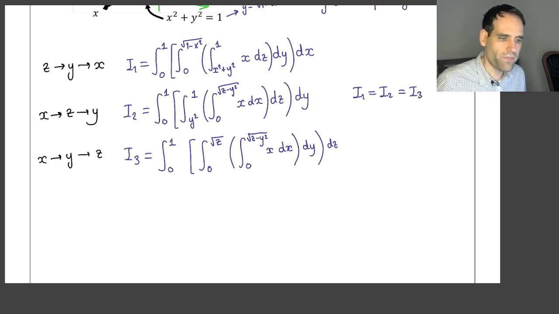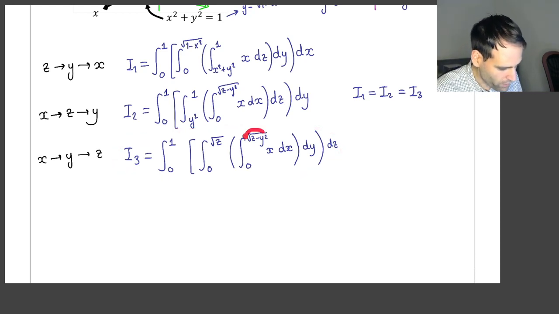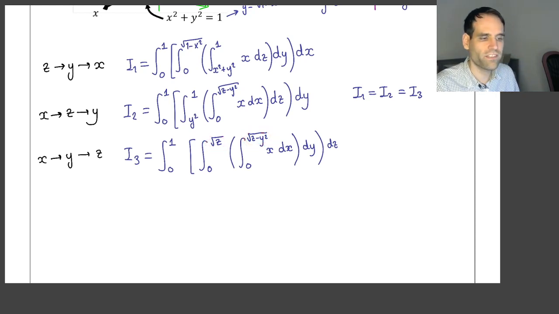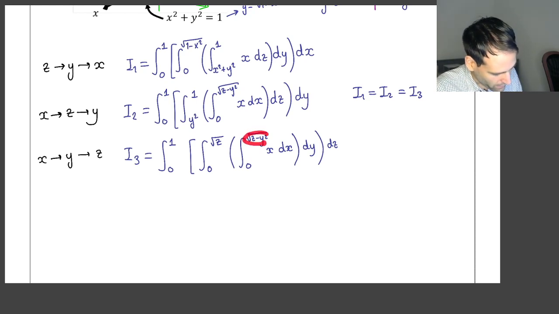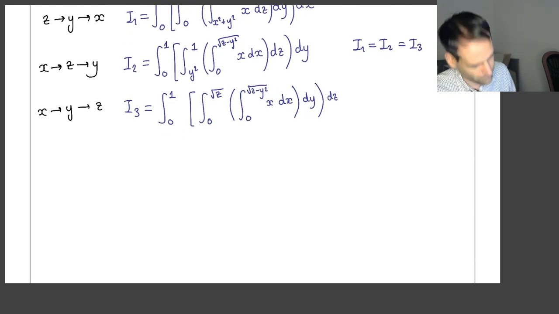So let me do one of them, okay? I'm going to choose the third option. Even though it has square roots in the limits, which could be scary, you can see that when you integrate x, you will get x squared. So when you substitute the square root will disappear, okay? And then you will have a z minus y squared, which when you integrate with y, you will have probably nice things. So let's try to do this third method.